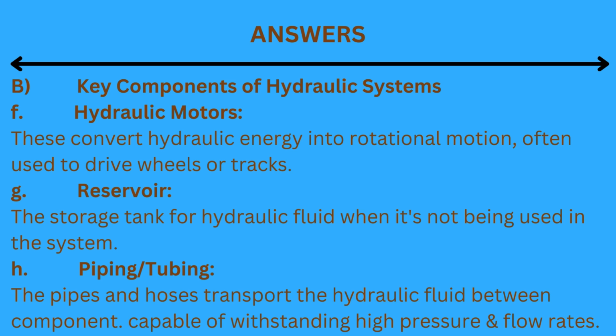5. Reservoir. The storage tank for hydraulic fluid when it's not being used in the system. The fluid circulates back into the reservoir after completing its work in the system. 6. Piping/tubing. The pipes and hoses transport the hydraulic fluid between components. They must be capable of withstanding high pressure and flow rates.